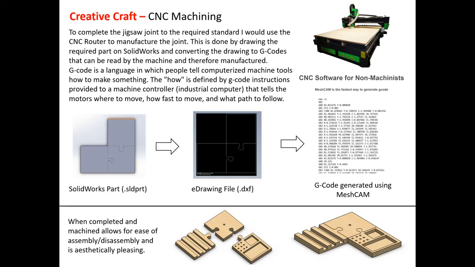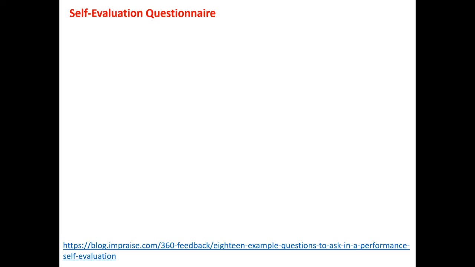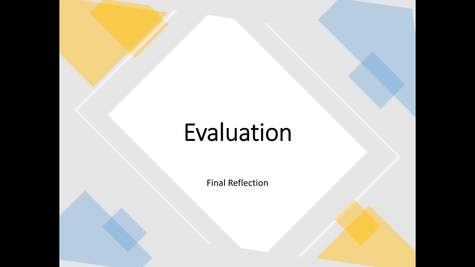So then this is just how I would have gone about doing the CNC. So doing it up on SolidWorks, getting the DXF file, and then generating the G code using Meshcam. And you can just see on the bottom there, that is what it would have looked like when completed to the standard. And then just my evaluation for that. And I'm yet to do my final reflection.